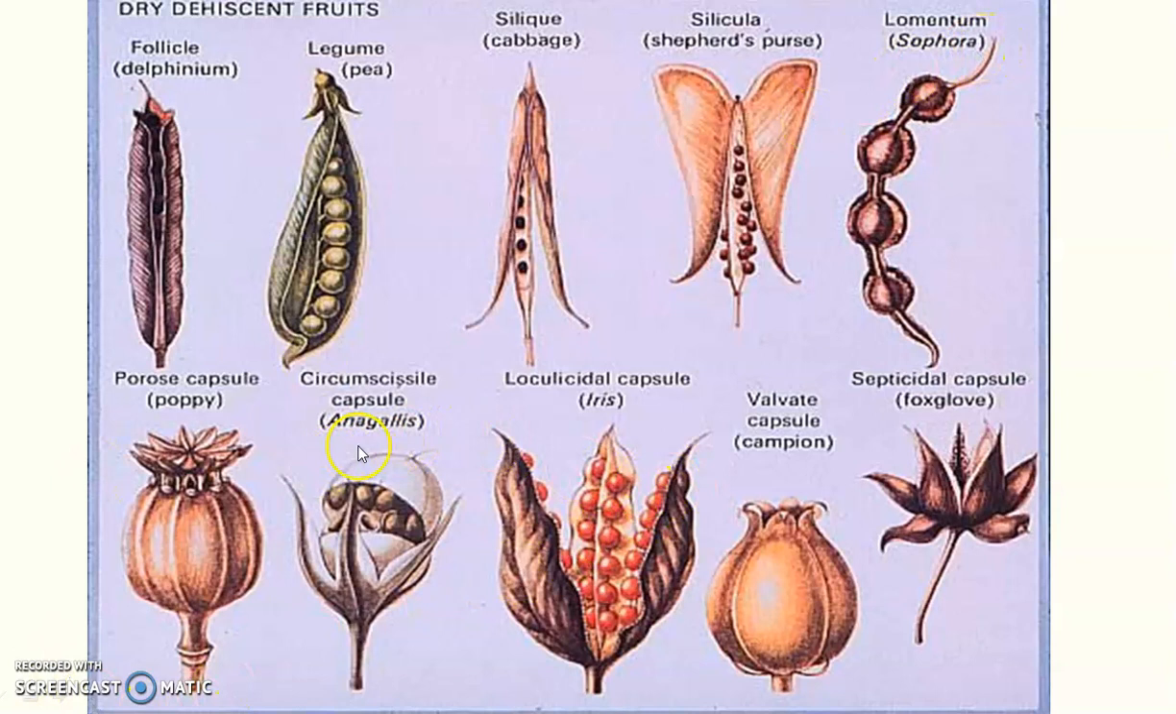So according to the split up, whether the seed is dispersed at the locules or compartment or valves, where it is splitting up, according to that, we are having many types of dry dehiscent fruit. So you can see the image and examples.